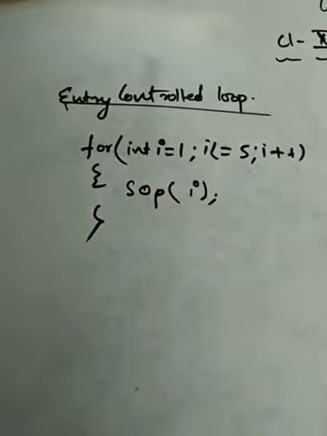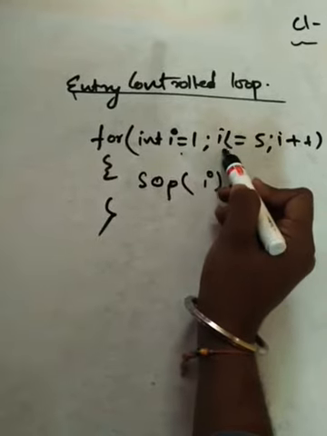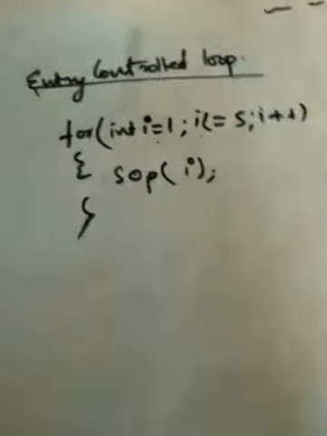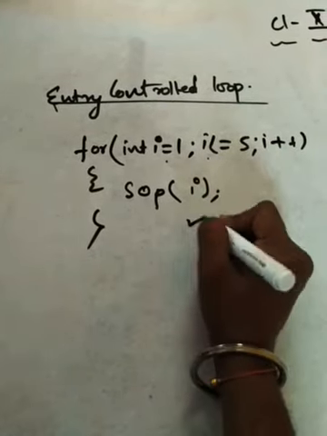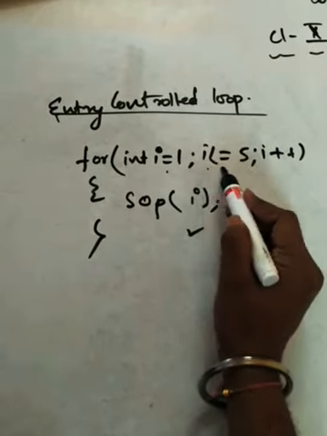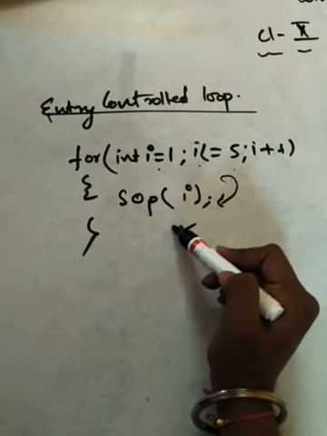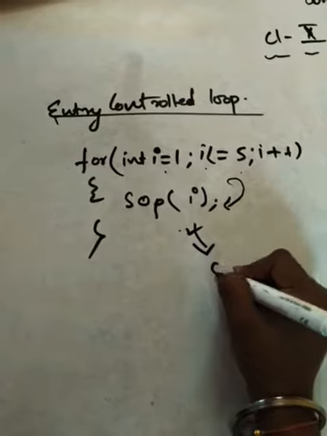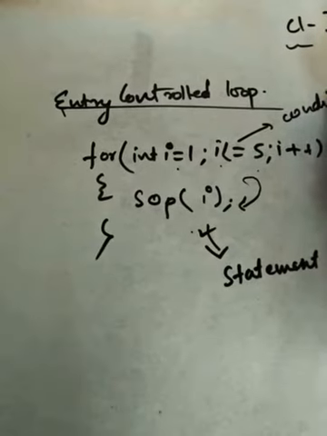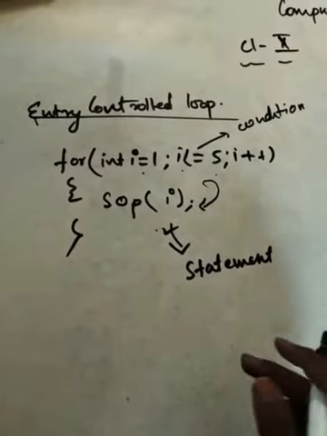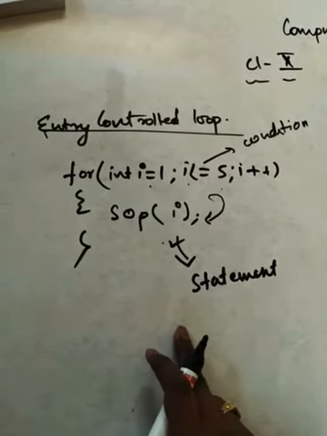Whatever the i value is at first, 1, it will first check the condition: is 1 less than or equal to 5, yes or no? Yes. So if the condition is true, then the statement gets executed. So first the condition is checked, then the statement gets executed. This is the initialization, this is the condition, this is the statement. So in an entry control loop, first the condition is checked, then the statement gets executed. Understood? Clear?